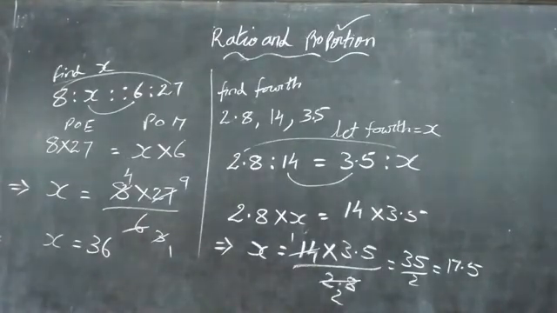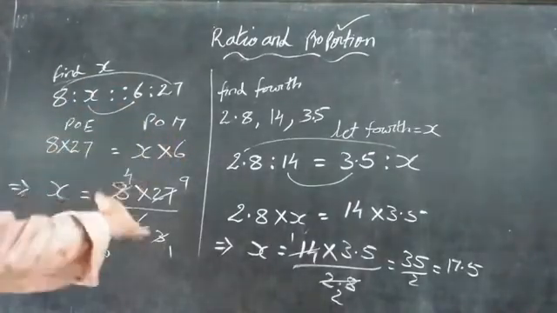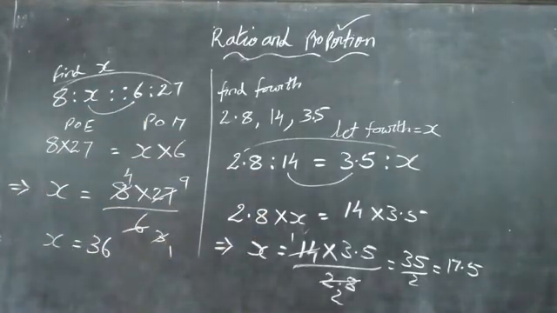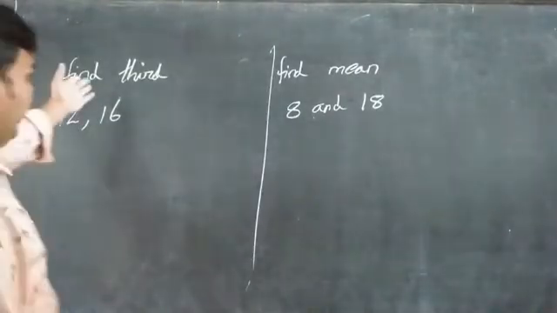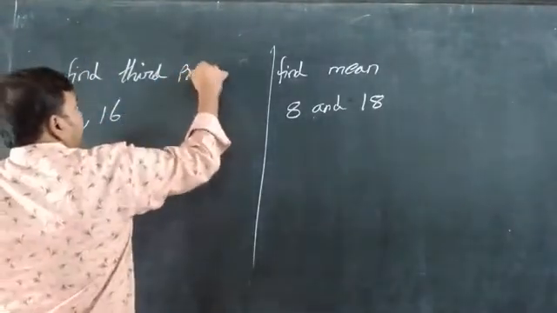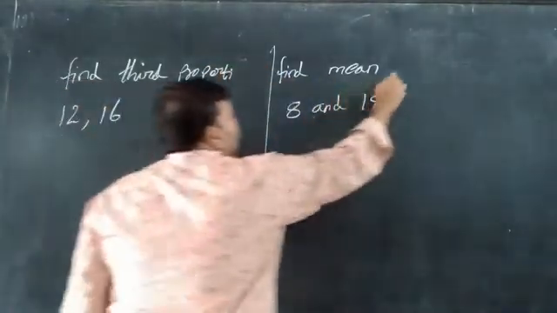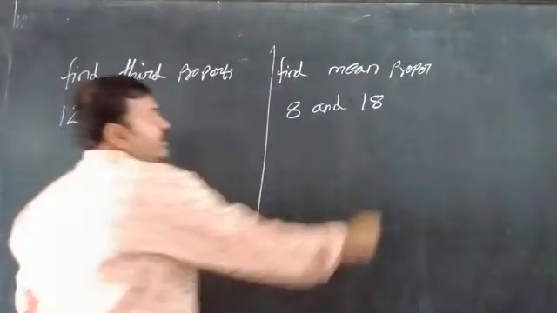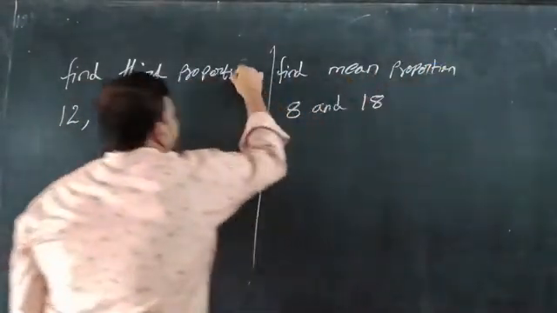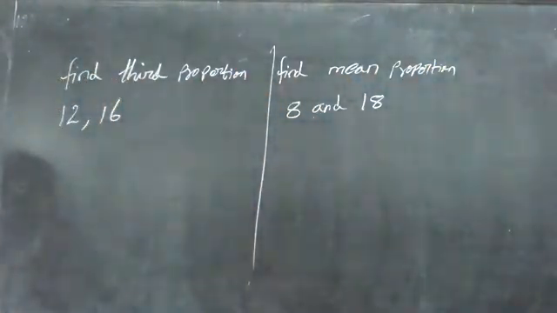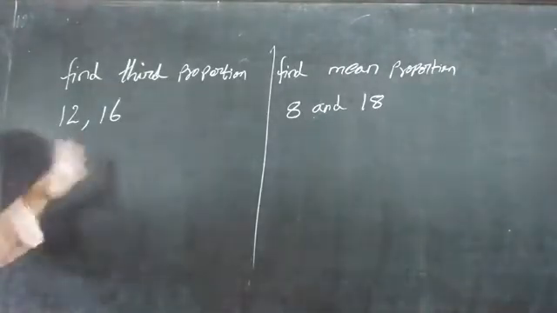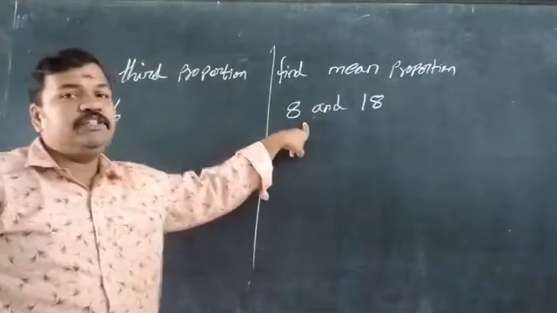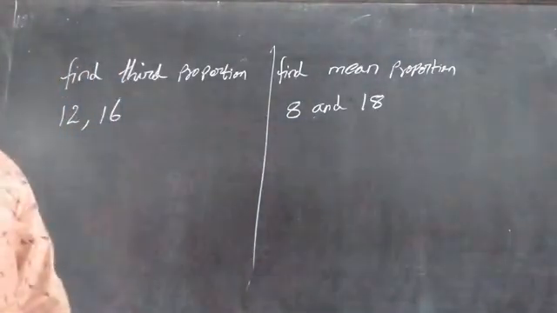Another one is the third proportional and fourth proportional. See those also, taking POE, POM, finding the x value. Find the third proportion. Find the mean proportion. We have to find these two. We are having a little confusion in these two sums. Here also two values are there, here also two values are there. So that's why I am giving a formula.